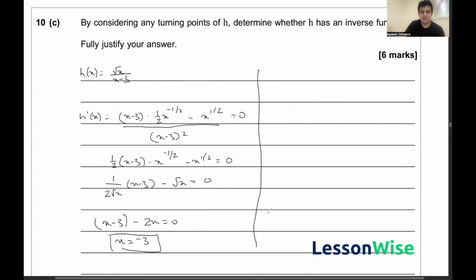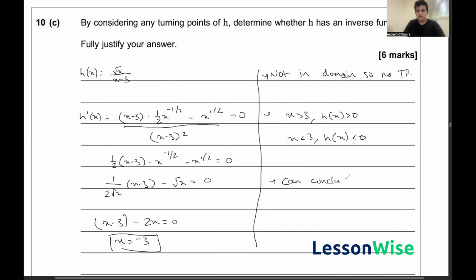Now, this is not in our domain, so we can safely conclude that h does not have a turning point, not in domain, so no turning point. And also to consider whether h of x has an inverse or not, we also have to consider the sign change. So we know from part B that when x is greater than 3, h of x is greater than 0, and when x is less than 3, h of x is also less than 0. So because of these 2 points, we can conclude h of x is 1 to 1 and has an inverse, hence concluding this question.